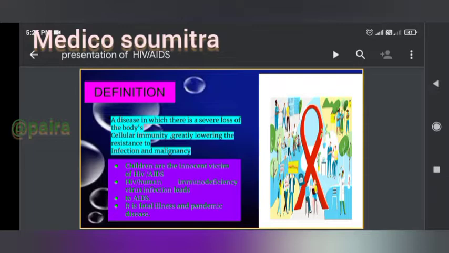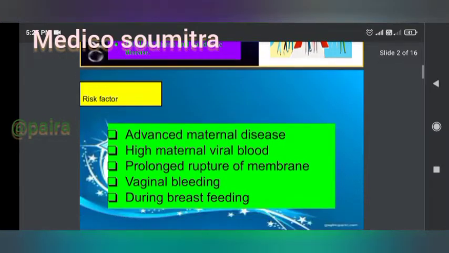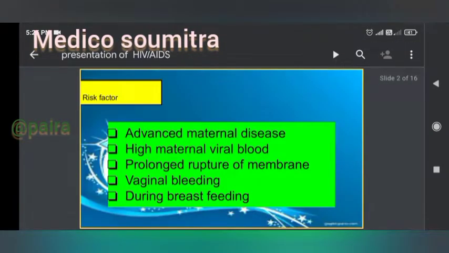Now let's talk about the risk factors for AIDS. Advanced maternal age might be a risk, or might be a risk in the genetic sense, right? If the mother is married after 35 years of age, there is more chance of giving birth to a child with congenital abnormalities. The abnormalities to the child are more likely in case of advanced maternal age. So it's one of the risk factors.